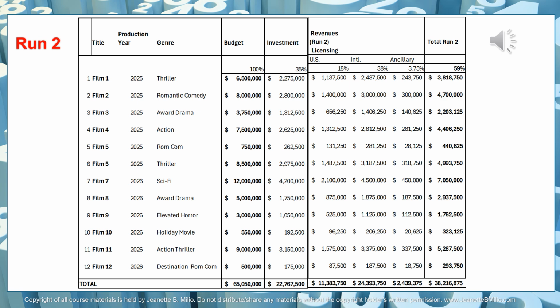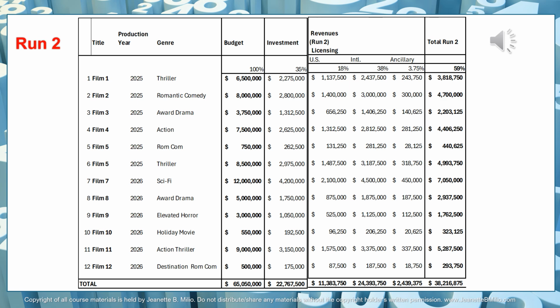So let's take a look at run 2. You see here that our thriller, film 1, is going to now make 18% of the budget from the US in run 2, 38% from international, and 3.5% from ancillary rights. So altogether, this $6.5 million movie is going to make $3,818,750. So that's about half the budget that the movie will generate again in run 2.